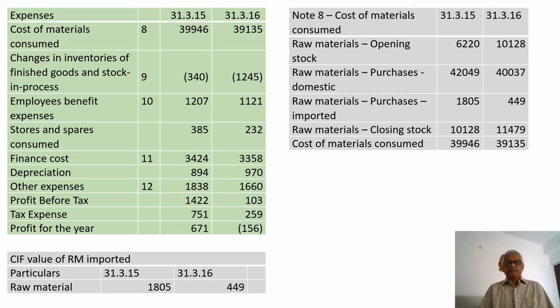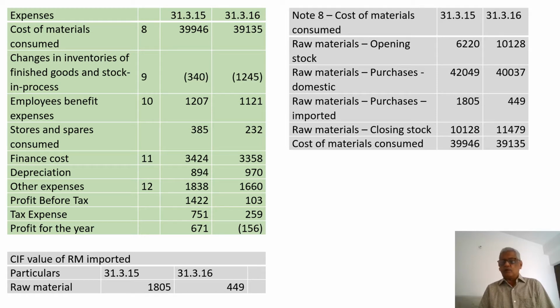expenses side. There are 5 annexures or notes: 8, 9, 10, 11, 12. Each one of them we will see. Before that, you just see the expenses. First one is cost of materials consumed. Now let us go to the detail. There, note 8 talks about cost of materials consumed.